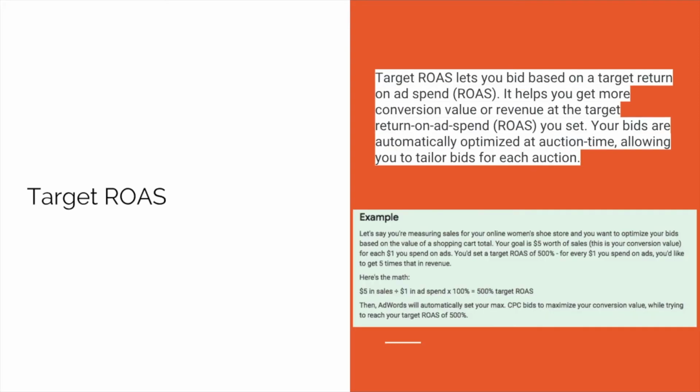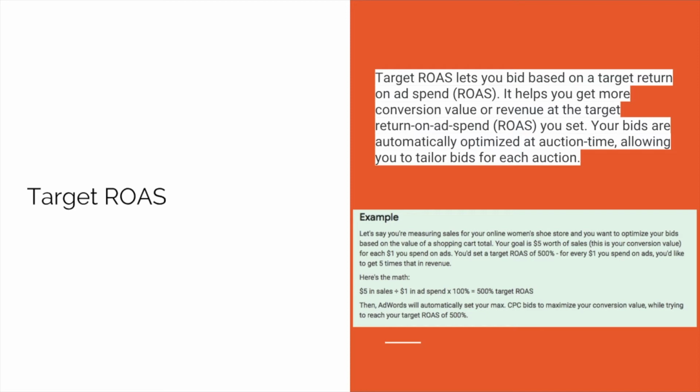Target ROAS. ROAS stands for return on ad spend, and that lets you bid based upon a target return on an ad spend. Let's say this is the example that I was talking about. For every dollar that I spend on my Google ads, I want a value of $5 in return. So, what's the percentage that I want in return for my ad spend? It's 500%. If you set your bidding option as target ROAS and you specify the percentage of return that you're expecting, Google will try and help you get those kind of returns.